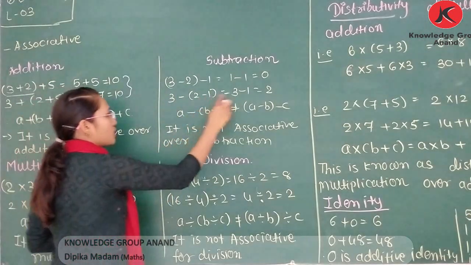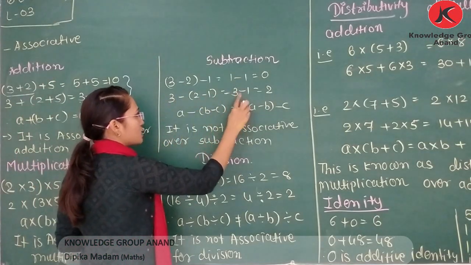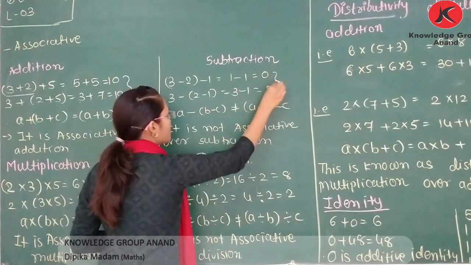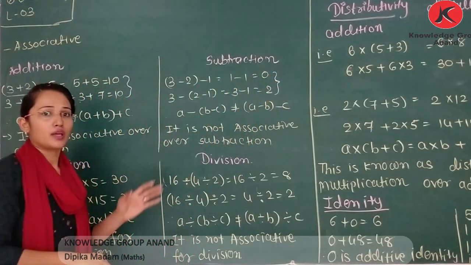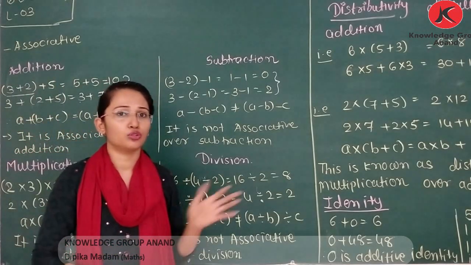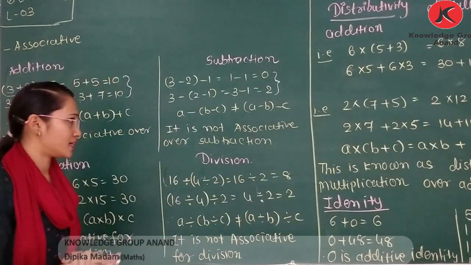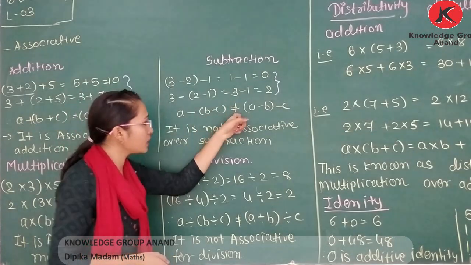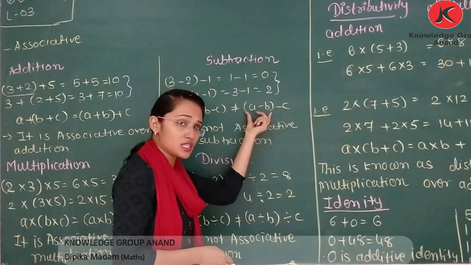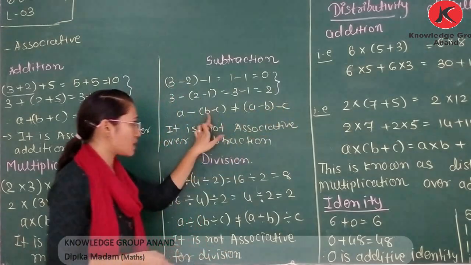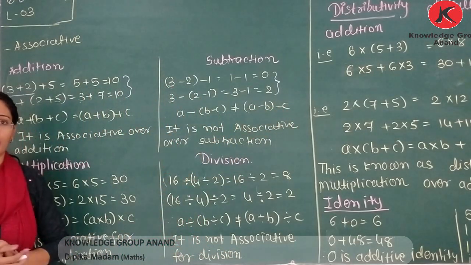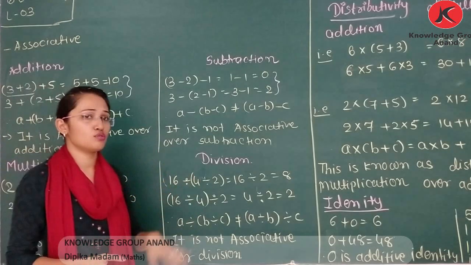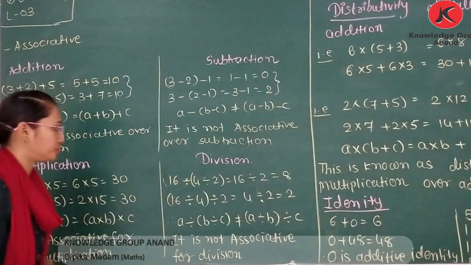So 2 minus 1 is 1, 3 as it is. So 3 minus 1 is 2. You can see both answers are not the same. If you change the group in subtraction, the answer becomes different. That's why a minus b minus c, that is a minus (b minus c), is not equal to (a minus b) minus c. That's why it is not associative for subtraction.